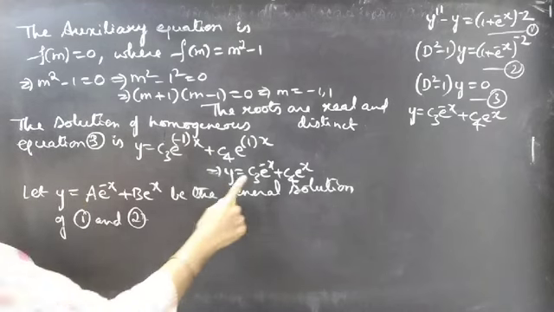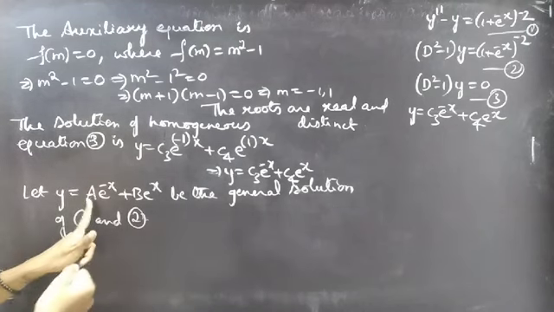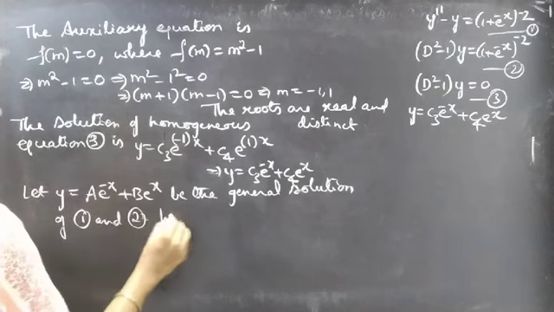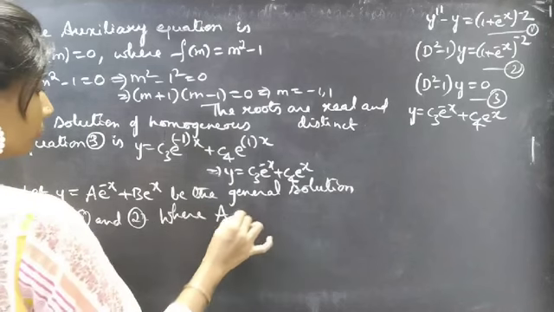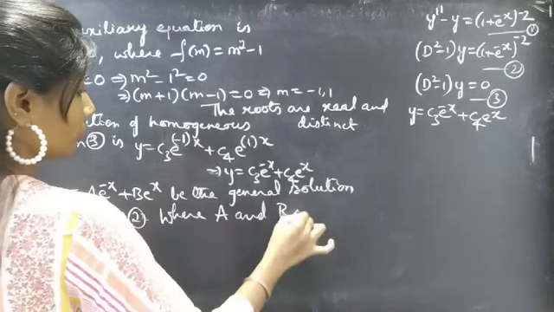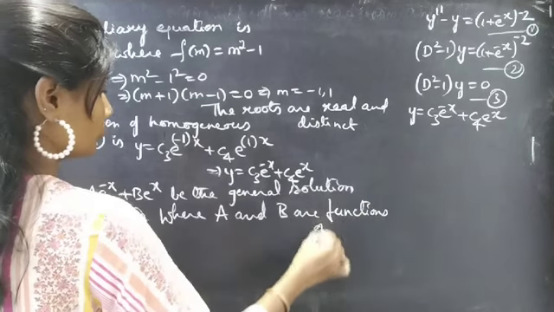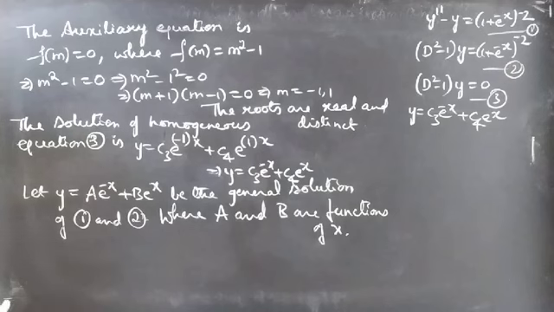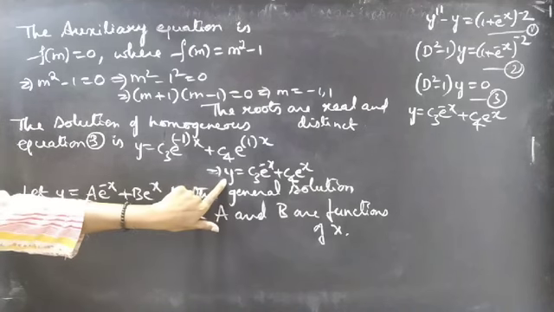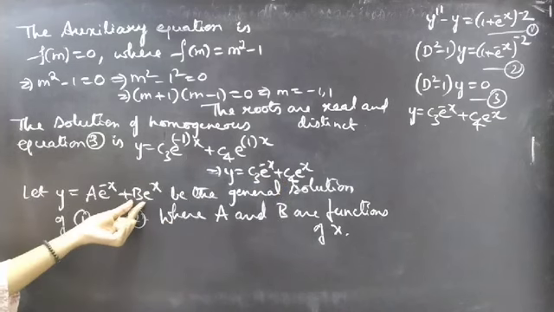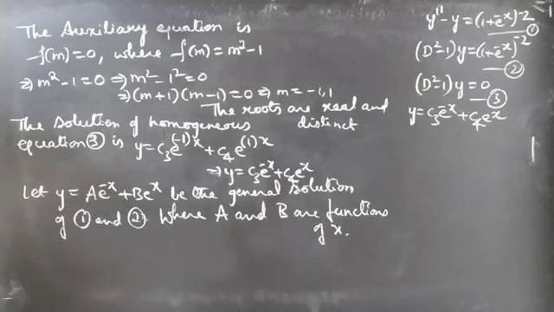Here we have just replaced the constants or parameters with functions of x, a and b, where a and b are functions of x. This is the solution of the homogeneous equation by replacing the constants or parameters with functions of x, a and b. Then we'll get the general solution of our given equations.